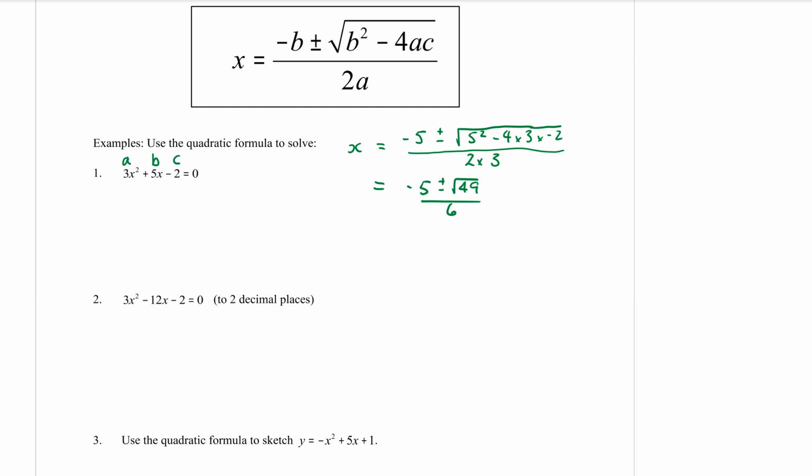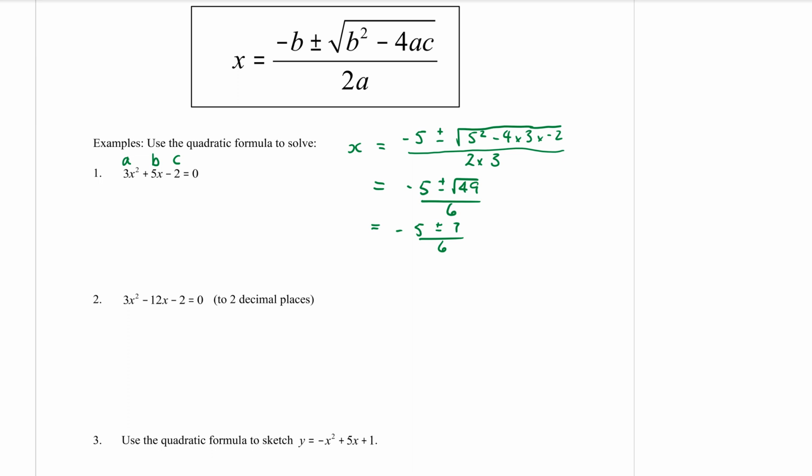which is 6. Now, hopefully, you're thinking 49, that's a perfect square. So we can square root that number nicely and get a 7. -5 plus or minus 7 over 6. We can still go further than that because we want to get the two solutions separate, and they do actually come out as nice numbers because the square root sign has gone. It does come out nicely.